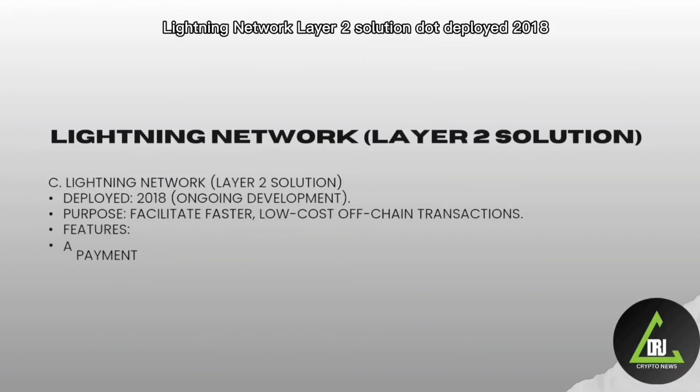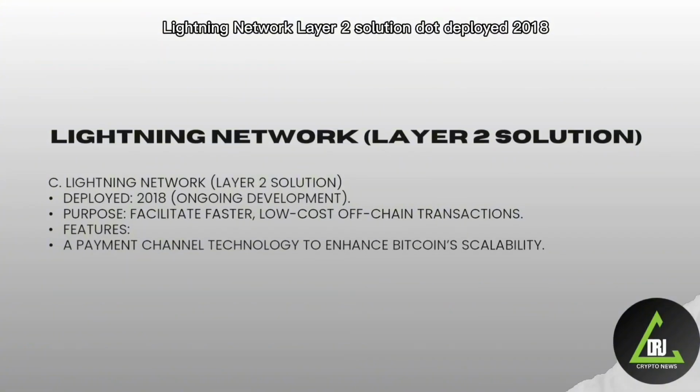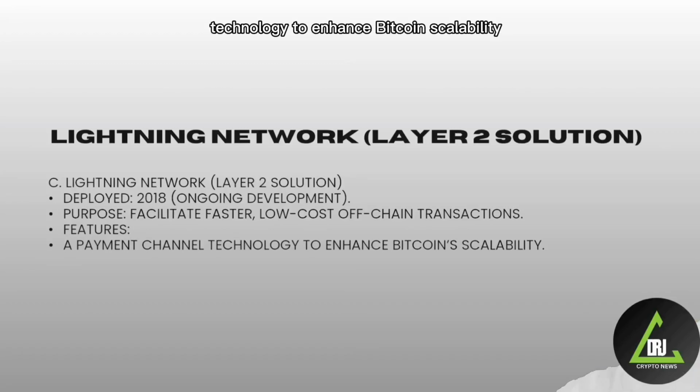Lightning Network, Layer 2 solution, deployed 2018, ongoing development. Purpose: facilitate faster, low-cost off-chain transactions. Features: a payment channel technology to enhance Bitcoin scalability.